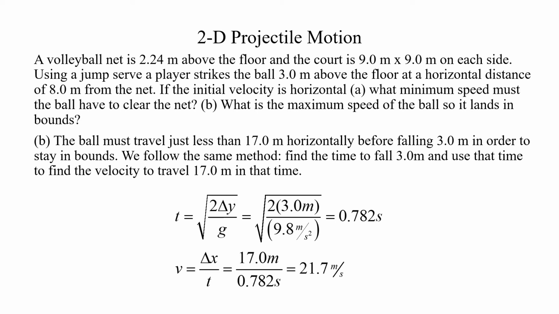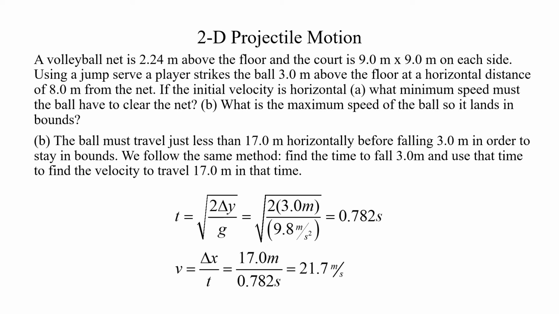So from the net to the out of bounds marker is 9 meters, and she launched it 8 meters from the net on the other side. So we take the 8 meters plus the 9 meters. So the total distance the ball will travel is 17 meters. We don't want it to go more than 17 meters. So the time, of course, we just get the square root of 2 delta y over g, with the delta y being the total 3 meters to the floor. So that means 0.782 seconds. So it has to fall in that time before it goes farther than 17 meters.